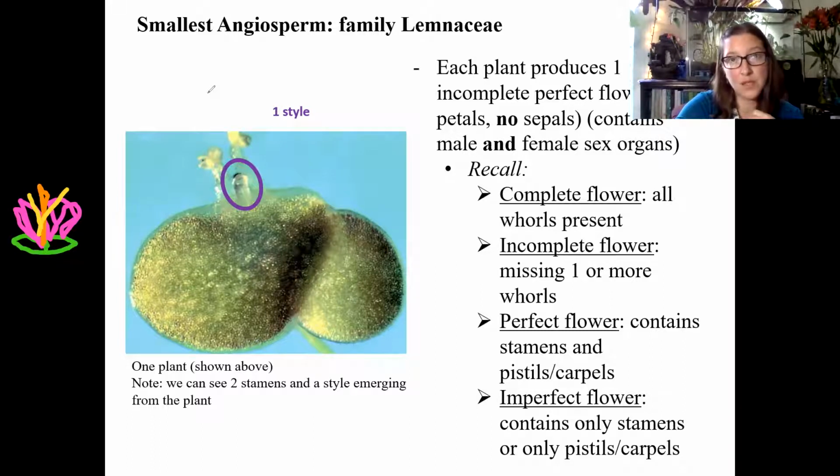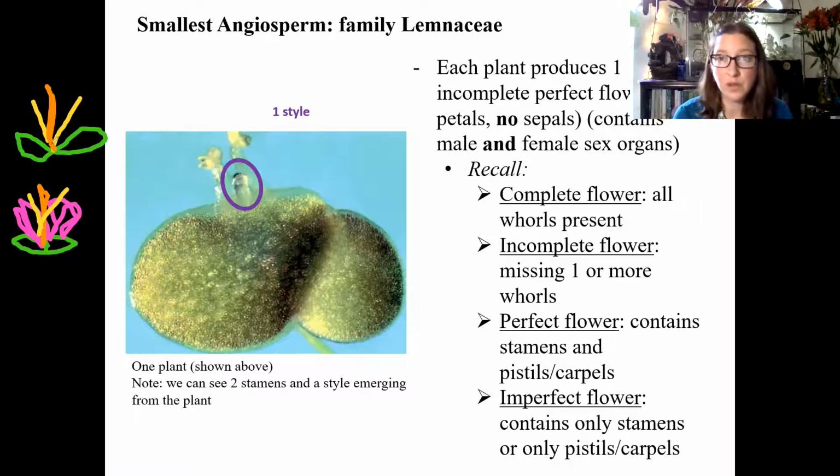How about this? Let's do this. So this flower that I'm going to draw has sepals, and it has stamens, and it has a pistil. Is this flower complete or incomplete?